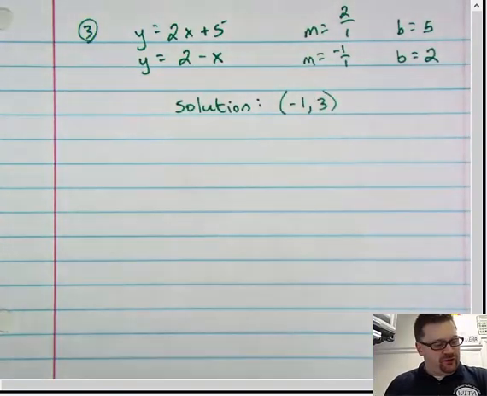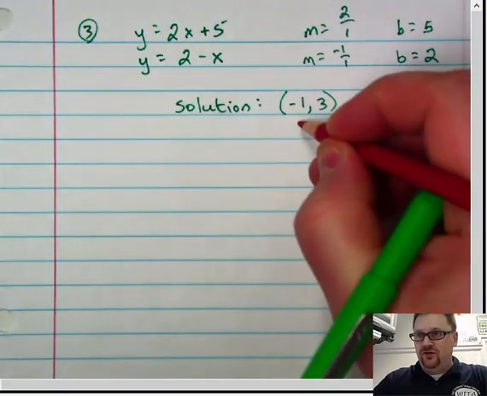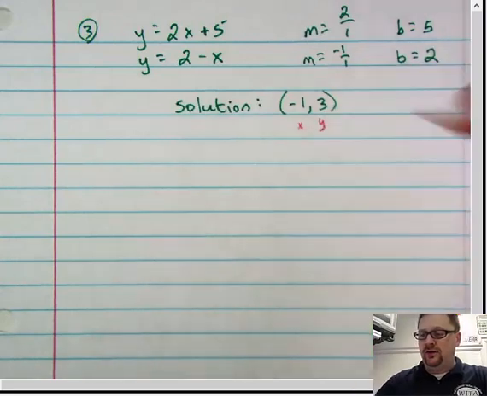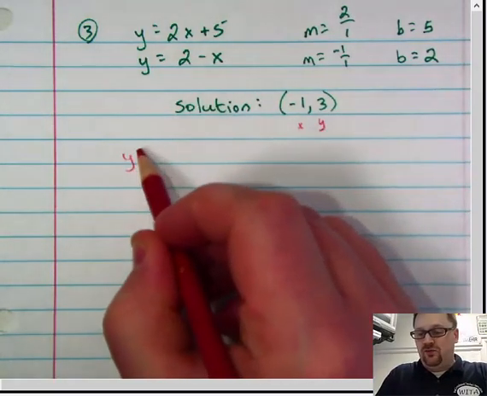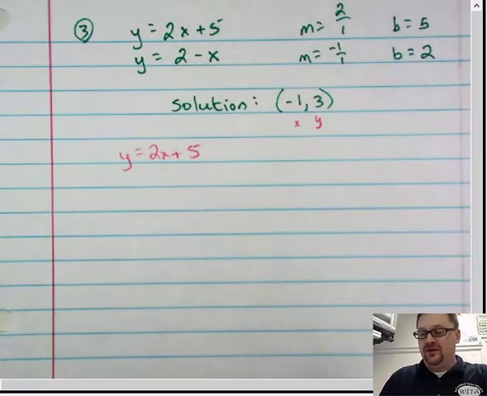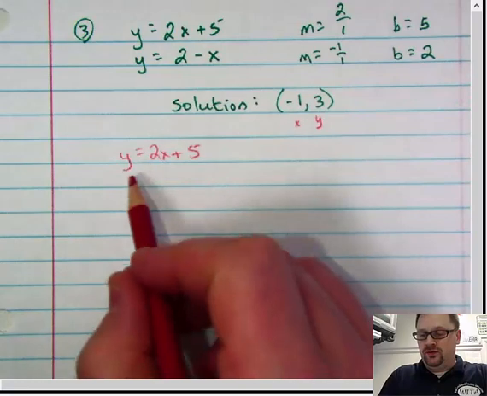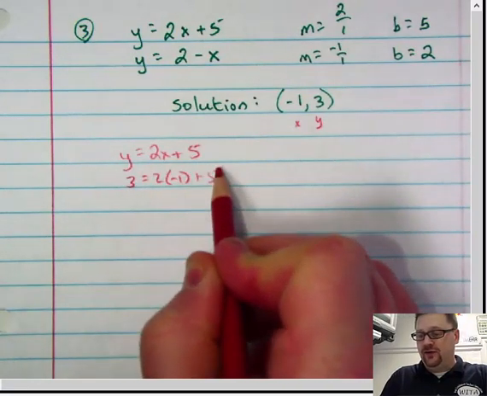What I do want to be able to do is verify that. So let's keep in mind that this is x and this is y. And I can check that into both equations. I have y equals 2x plus 5. I think I know what x and y are. So that would be 3 equal to 2 times negative 1 plus 5.